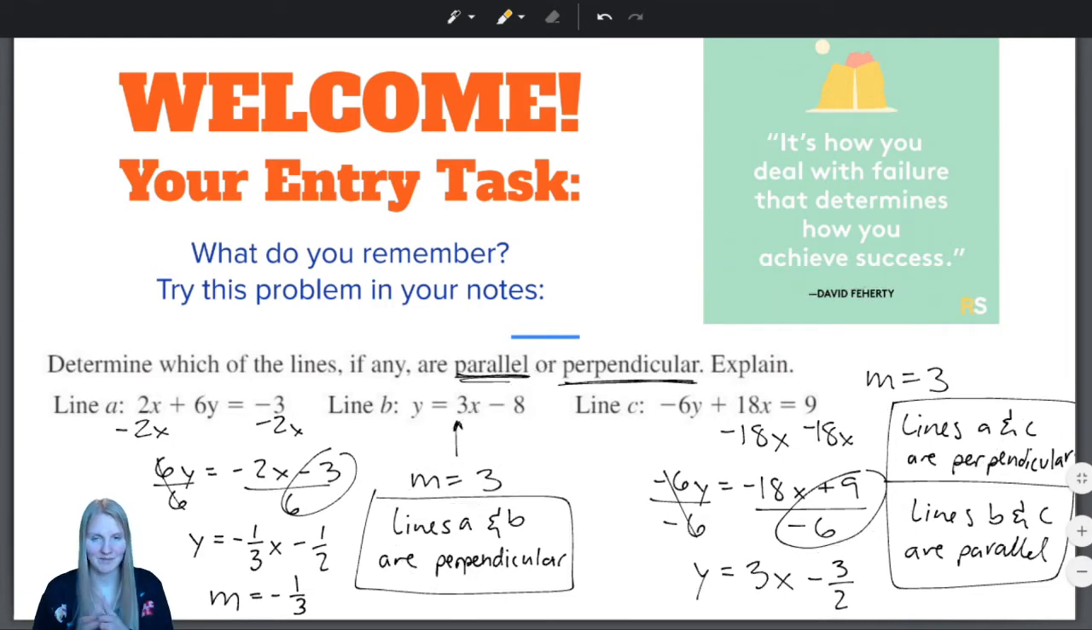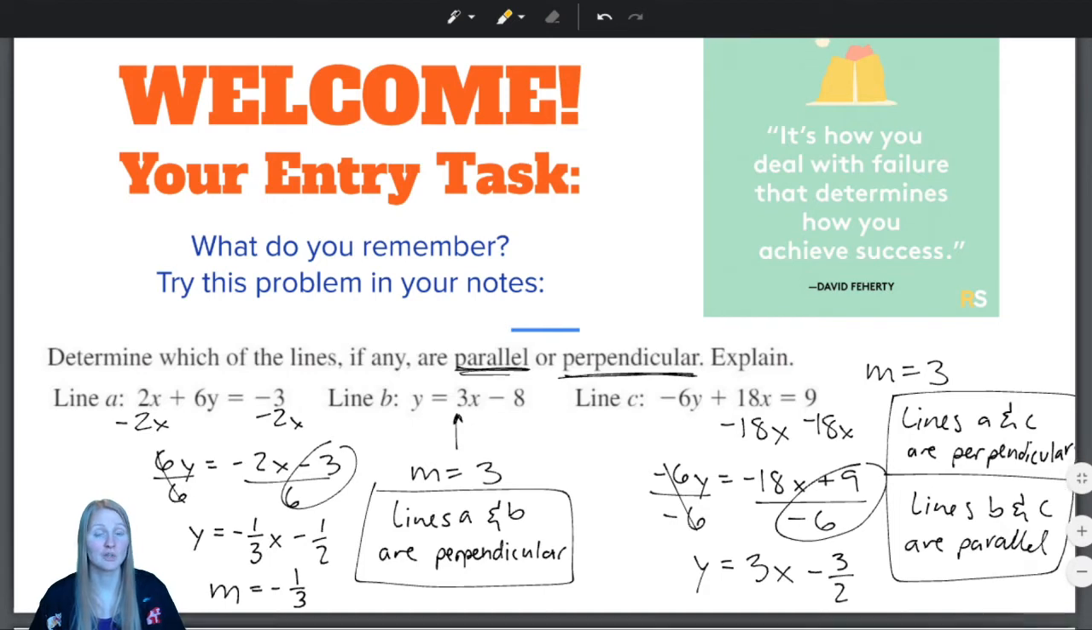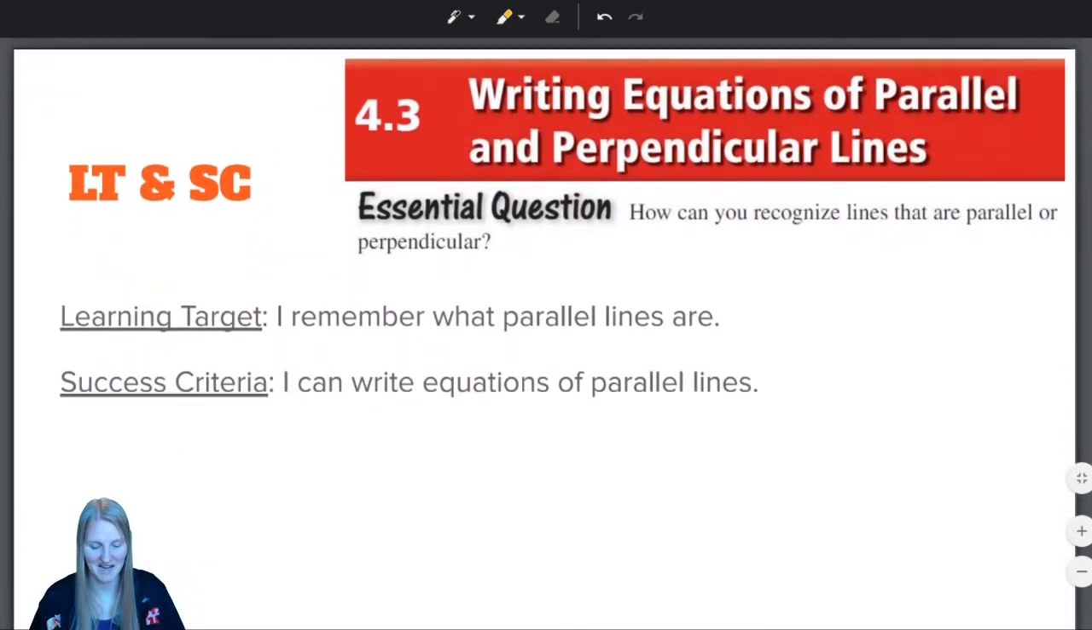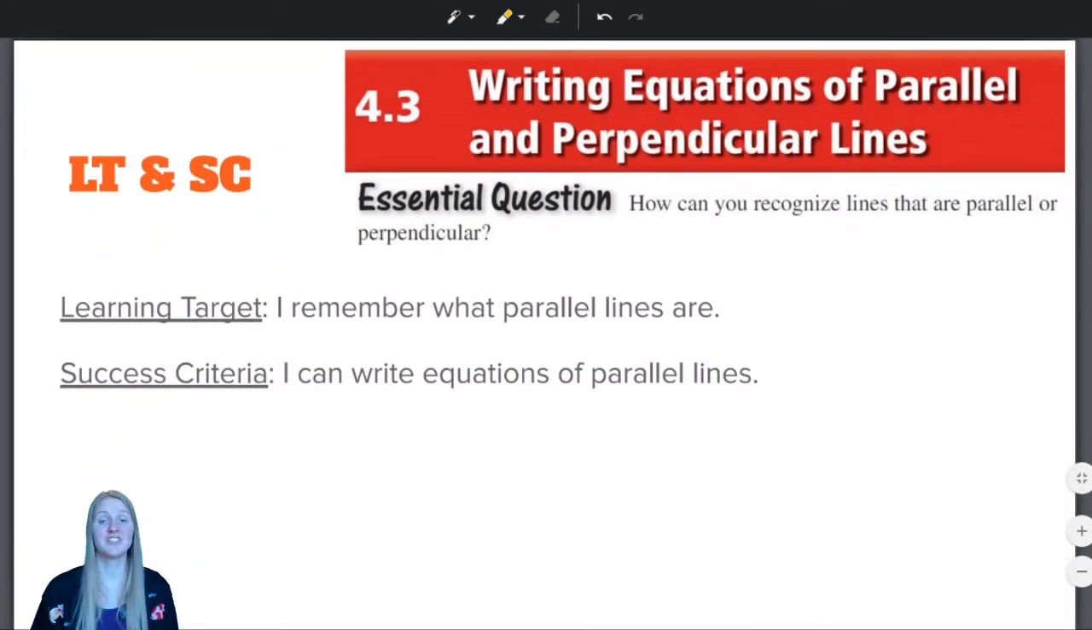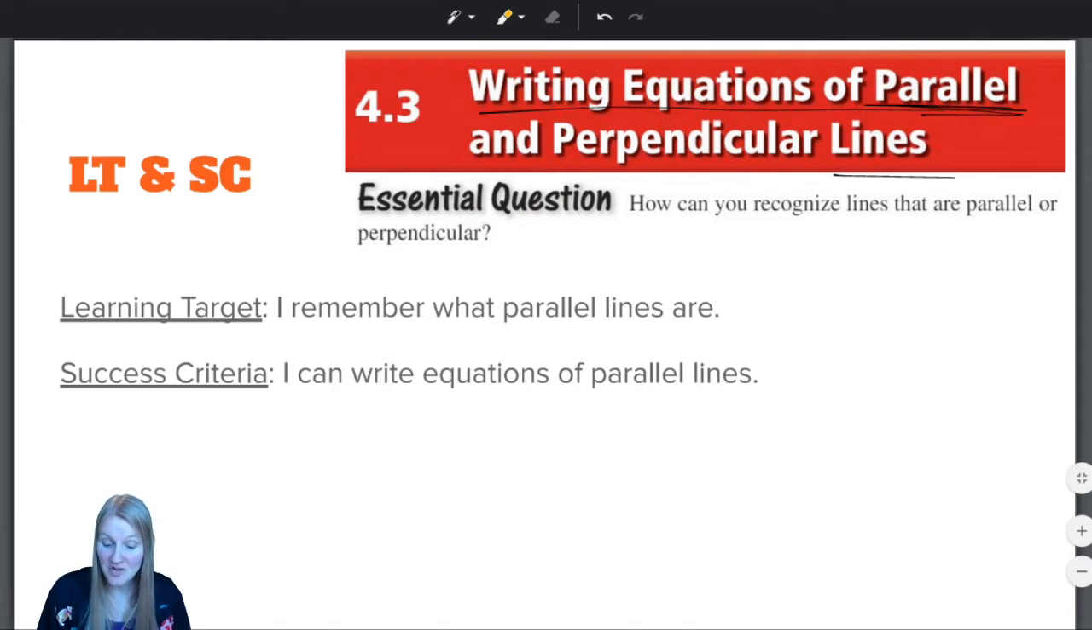Awesome. Okay, let's move on to what we have for today. Today we're going to continue with section 4.3, but like we mentioned in the last video, we're going to zoom in on writing equations of parallel lines. In the next video, we're going to talk about writing equations of perpendicular lines.